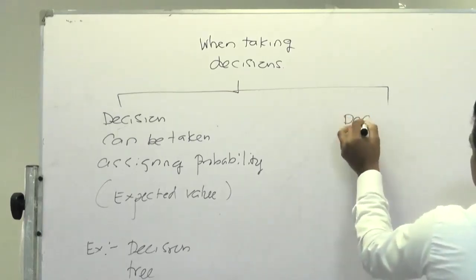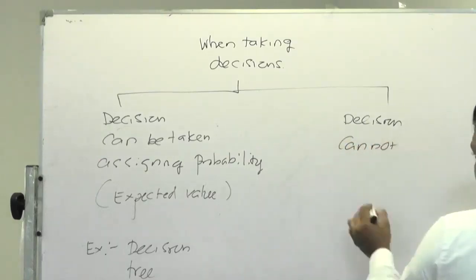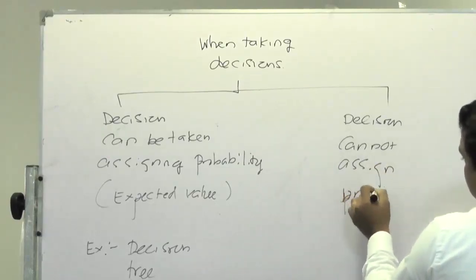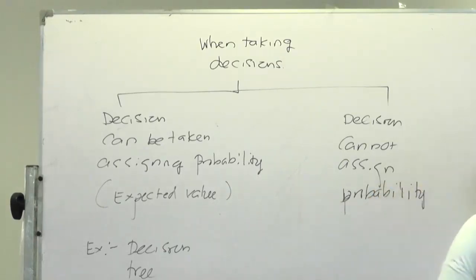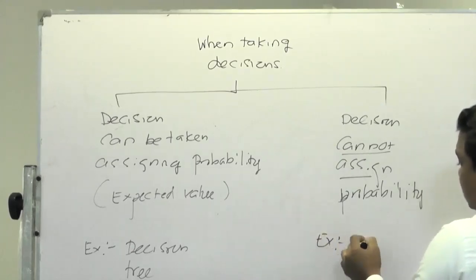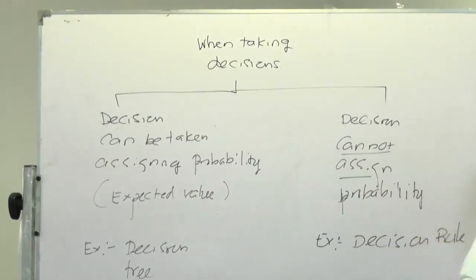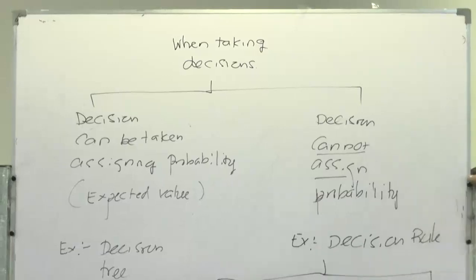For some decisions, we cannot assign probability. When you cannot assign probability, you cannot calculate expected value. In that time, you will use decision rules, right? In such cases, you will use decision rules. In decision rules, you are not going to assign probability. We have 3 decision rules.